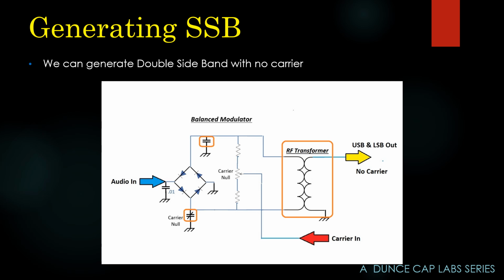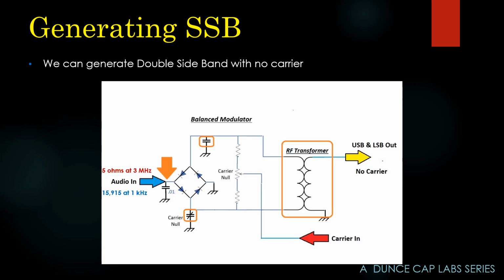First thing we want to talk about, only briefly, is if audio comes in from the left, it will never make it to the yellow arrow because, first of all, it can't get through the 4 diodes in the bridge rectifier. But even if it could, the RF transformer won't pass audio. And these two little capacitors, together with this carrier null potentiometer, are used to set this up for a perfect balance. I'll describe the balance in a minute, but it's very important that we have a perfectly balanced circuit.